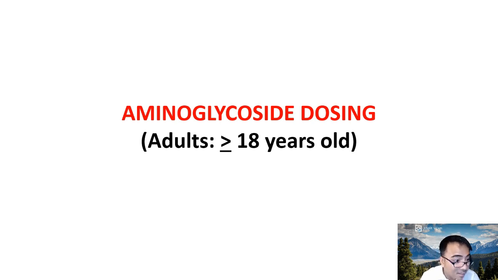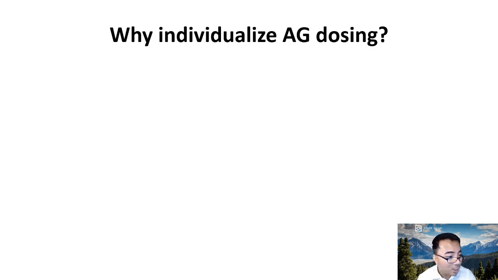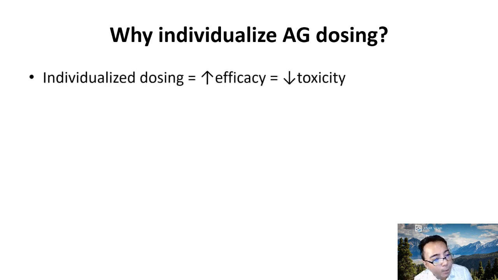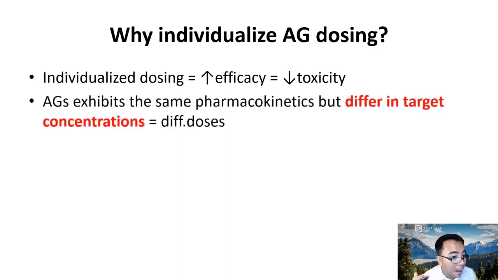Let us start class with adults. Okay? Adults with relatively okay kidney functions. Right? Relative lang. Right? So these are 18 years old and above. So why do we have to individualize the dosing for aminoglycosides? Okay, for the following reasons, class. Individualized dosing leads to higher efficacy and lesser toxicity. Aminoglycosides exhibit the same pharmacokinetics but differ in target concentration.